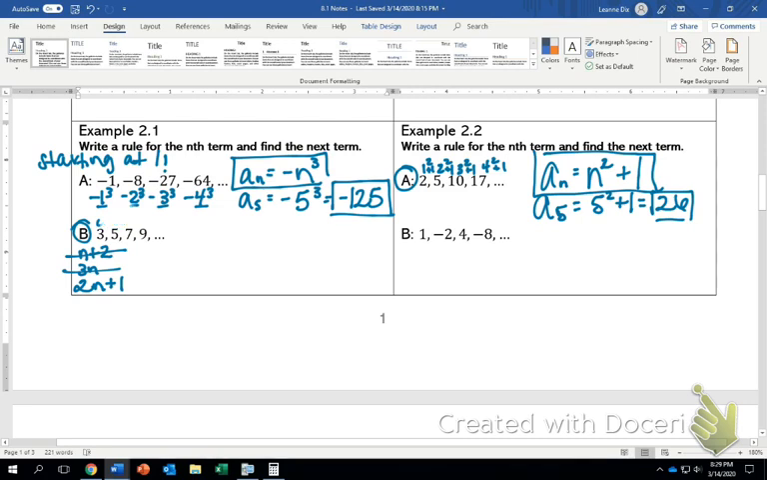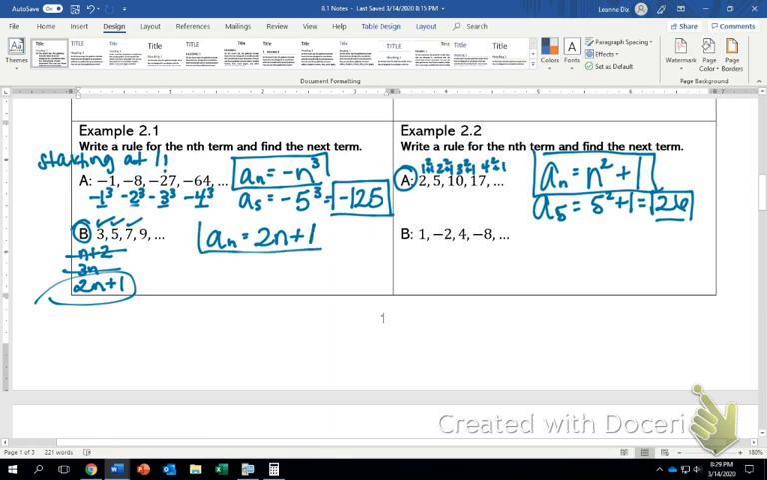Let's erase this really fast. All right, if I plug in 2 times 2 is 4, plus 1, that gives me 5. Okay, so it seems to be working. 2 times 3 is 6, plus 1 is 7. Okay, so I seem to have found it. This is going to be my rule. A sub n equals 2 times n plus 1.